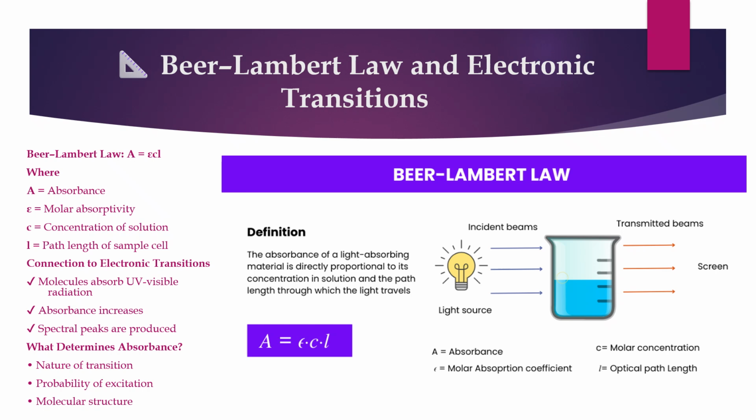For example, pi to pi star transitions usually produce stronger absorbance while n to pi star transitions show weaker absorbance. The greater the concentration of the absorbing molecules, the higher the absorbance. This relationship allows us to determine the concentration of unknown samples accurately. This is why Beer-Lambert's law is widely used in pharmaceutical analysis, environmental monitoring, and biochemical studies.